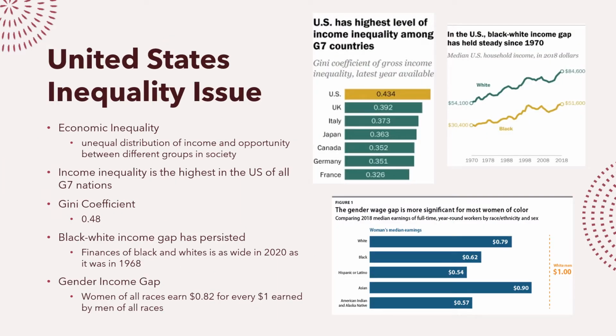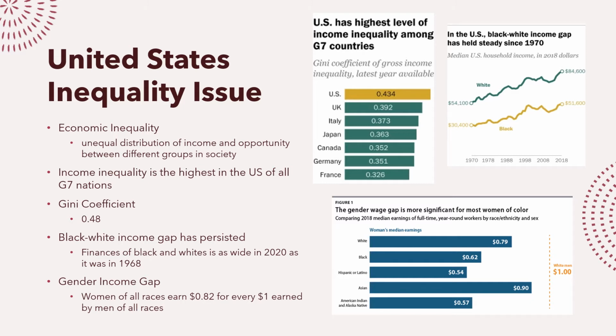The first country I would like to talk about is, of course, the one we all live in, the United States. The United States inequality issue is economic inequality, which is the unequal distribution of income and opportunity between different groups in society. Income inequality is the highest in the U.S. of all the G7 nations, which, as you see pictured to the left, are the U.S., UK, Italy, Japan, Canada, Germany, and France. The United States Gini coefficient is 0.48, which is almost half, which is pretty high.